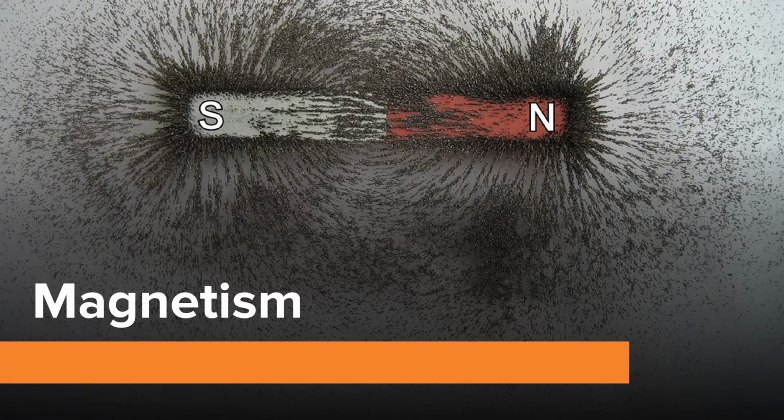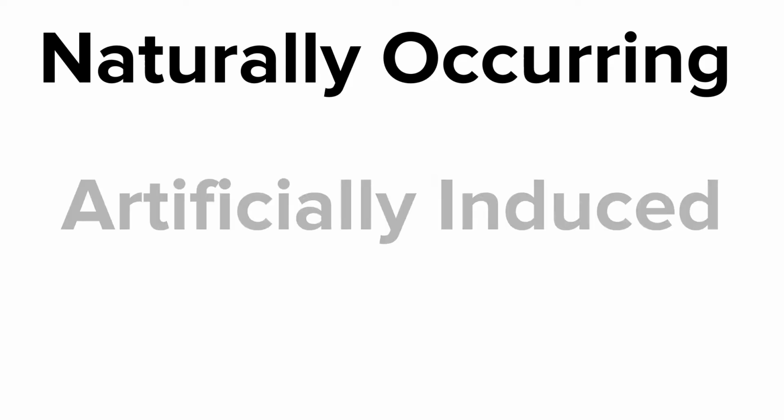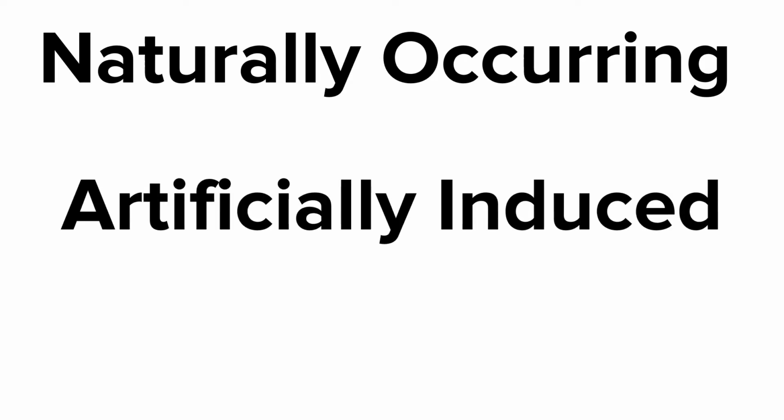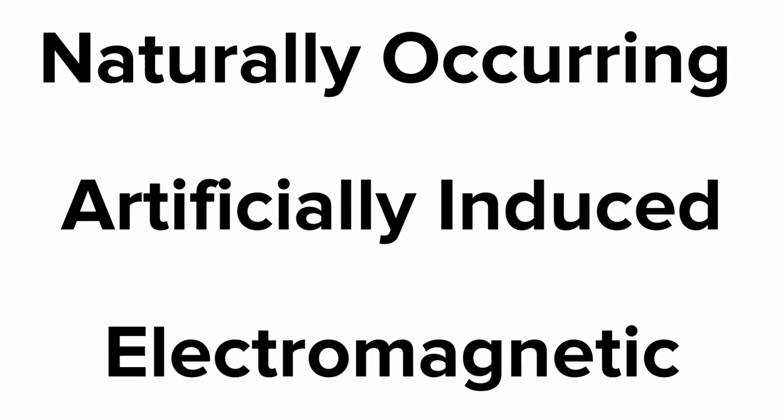Radiologic technologists need to understand how magnetism works to better understand our equipment. There are three different ways we can find magnetic fields. One is through naturally occurring materials, two are through artificially induced magnets, and three are through electromagnets.